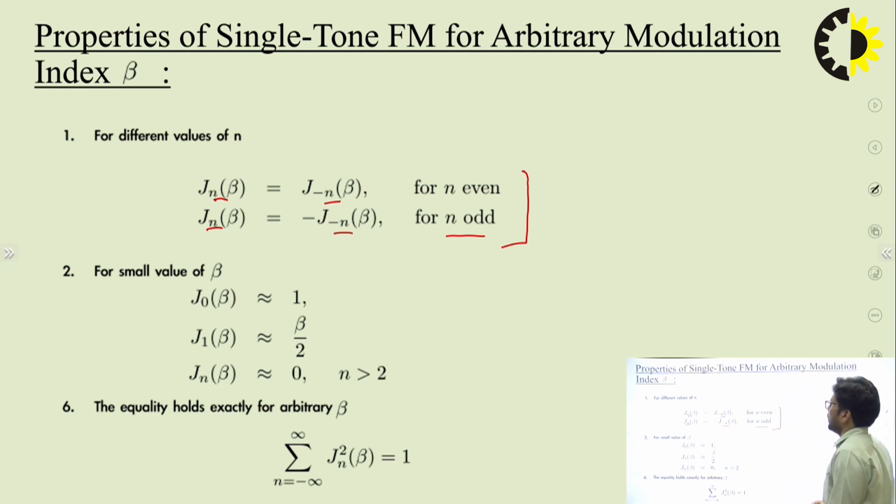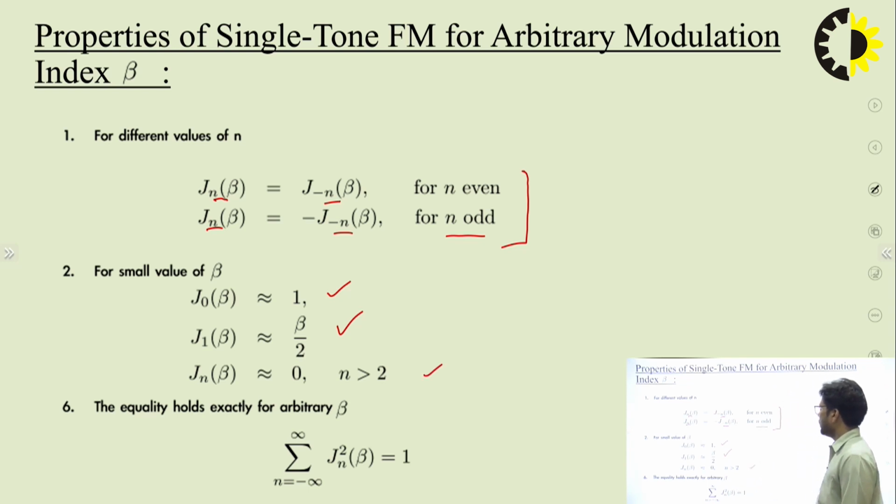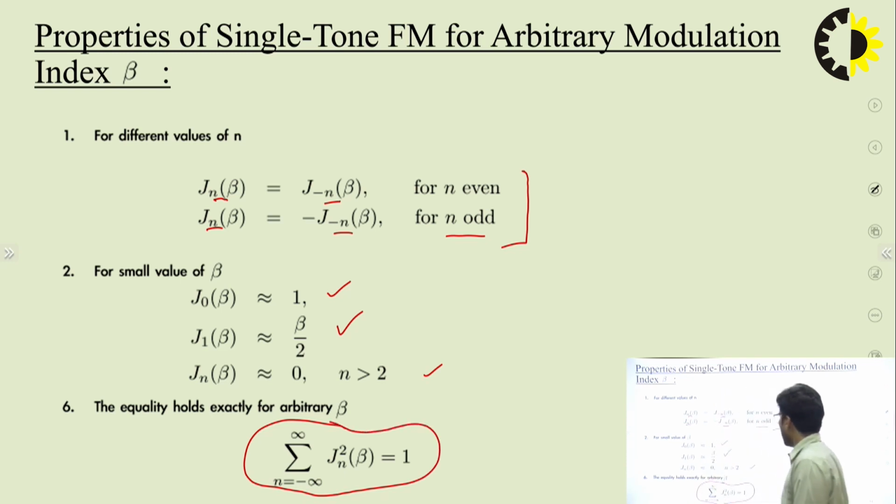Here in terms of beta, J0 of beta, you can already see beta by 2, and this is an important property. All are important properties, but this one is the most important for further analysis: the summation from n equal to minus infinity to infinity of Jn square beta is equal to 1. We can say this is the energy of the Bessel function as well.